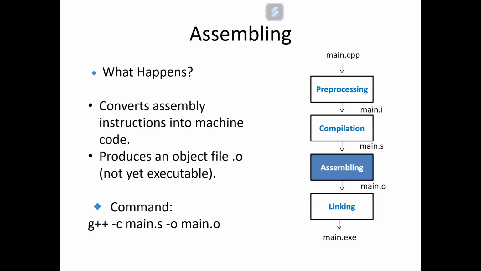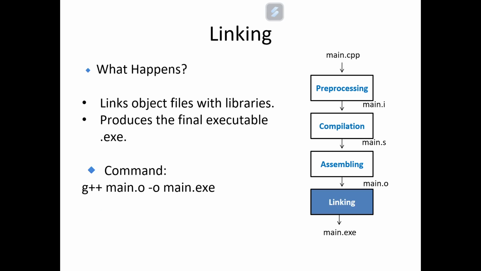Now is the last step. This is the linking step, and finally we perform the linking. This combines our object file main.o with standard libraries to produce an executable file. So we will run the following command: g++ main.o -o main.exe, and after running we will get the executable file.